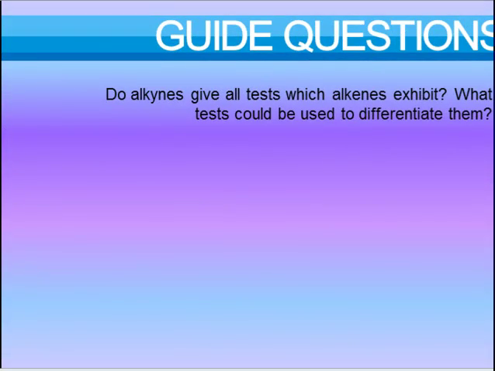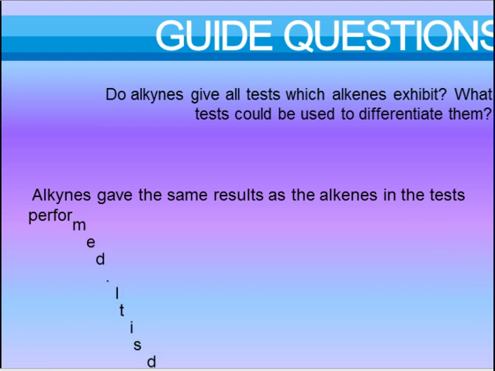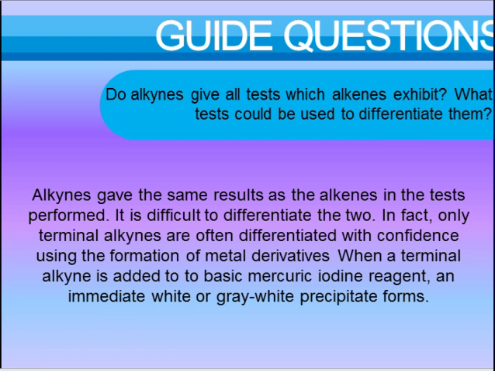Next, do alkynes give all tests which alkenes exhibit? What tests could be used to differentiate them? Well, we know that it is difficult to differentiate the two because both give off the same results. Usually, only terminal alkynes can be differentiated easily by letting them form methyl derivatives. Reacting them with a basic iodine reagent will allow precipitation of derivatives.